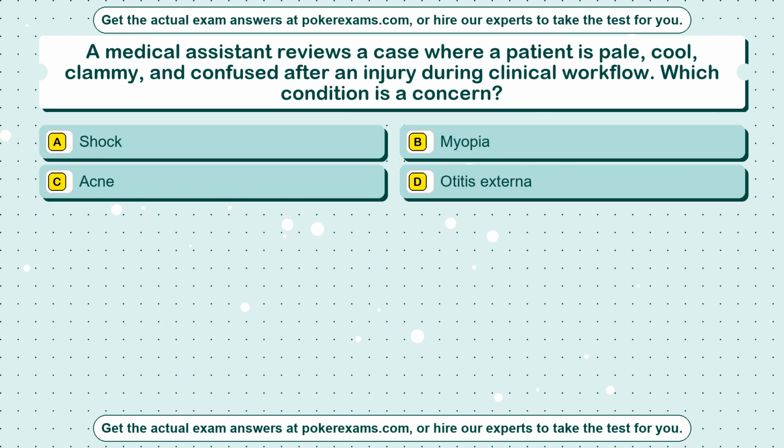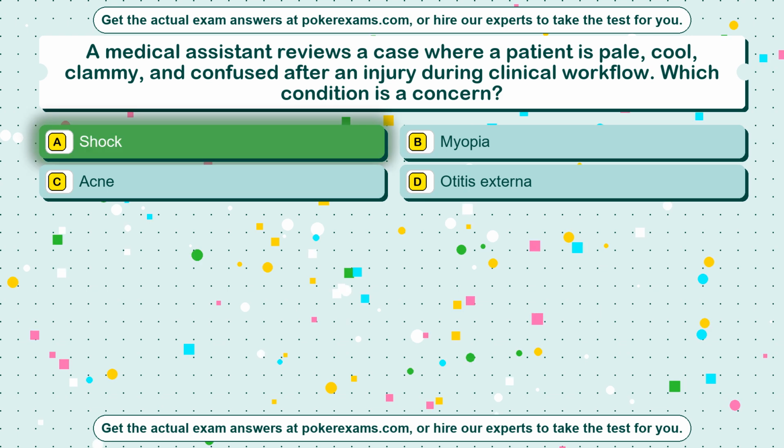Question 92. A medical assistant reviews a case where a patient is pale, cool, clammy, and confused after an injury during clinical workflow. Which condition is a concern? Option A. Shock. Option B. Myopia. Option C. Acne. Option D. Otitis externa. The correct answer is option A.